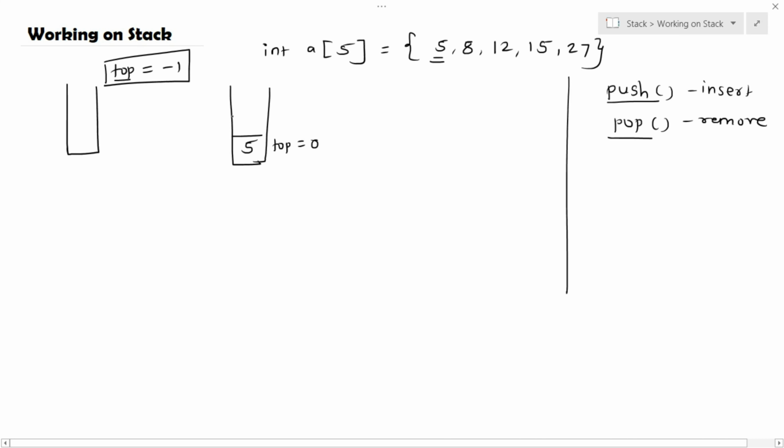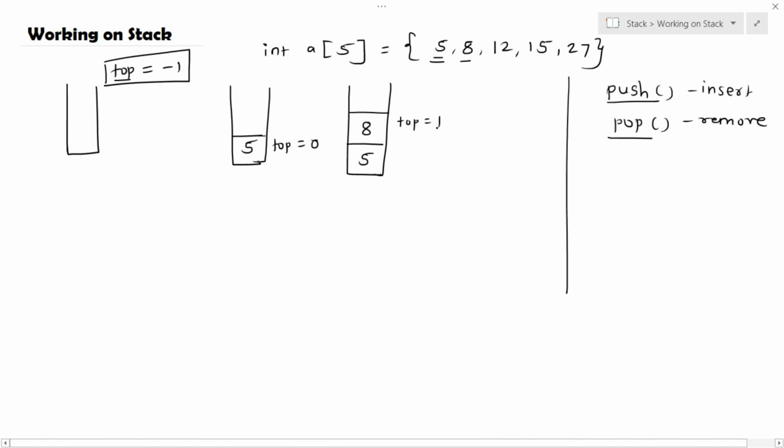So the first element is inserted into the stack, that is a 5, and then we increment the value of top. So top is equal to -1, so it is incremented by 1, so the value of top is equal to 0. Now again insert the second element. So already we have in the stack 5, and then we insert the next element, that is 8. So here the value of top is equal to 0, so again it is incremented by 1. So top is equal to top plus 1, that means 0 plus 1, so the value of top is equal to 1.